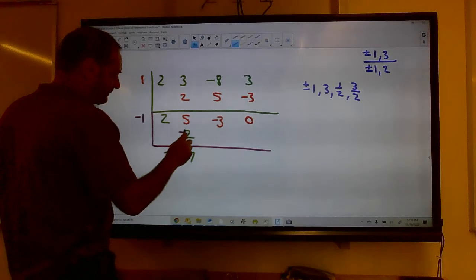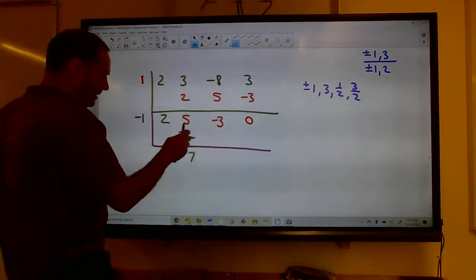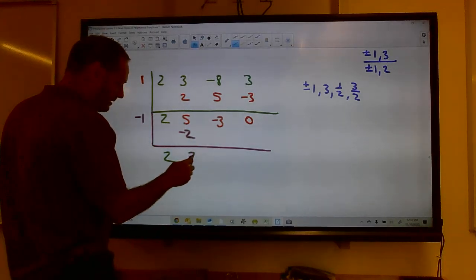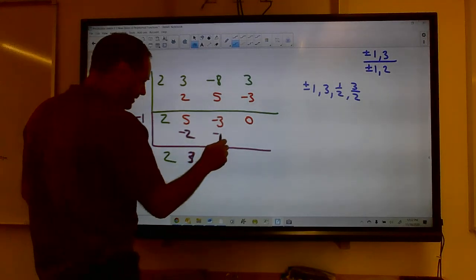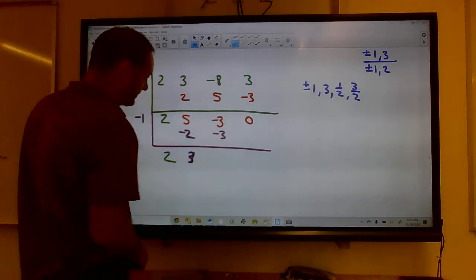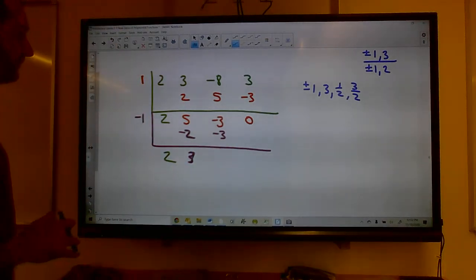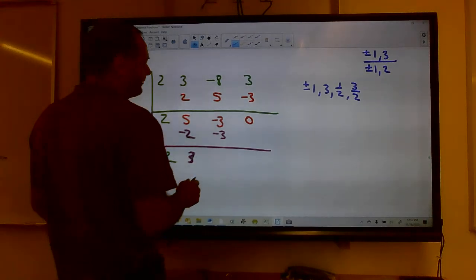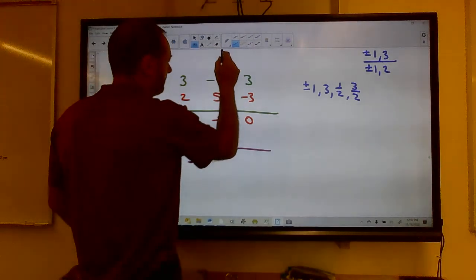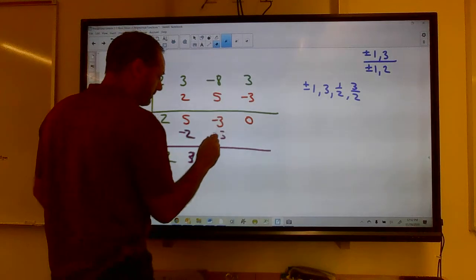So that'd be -2. That would be 3. And -3 would be -6. That didn't work either. Okay, so it might be none of these work.